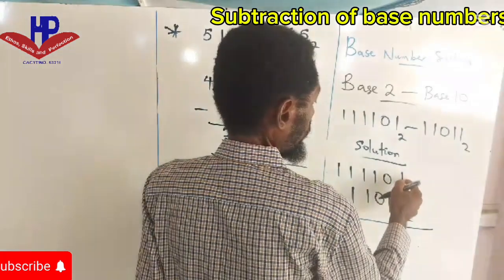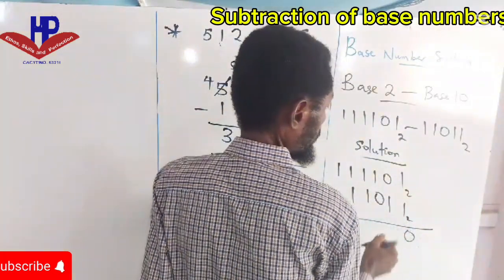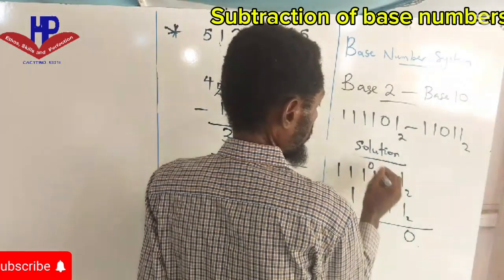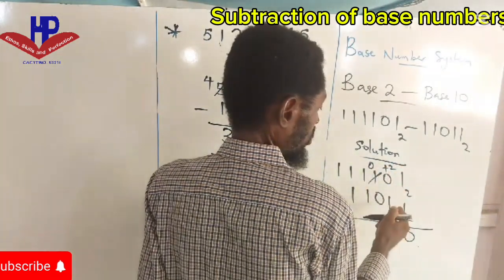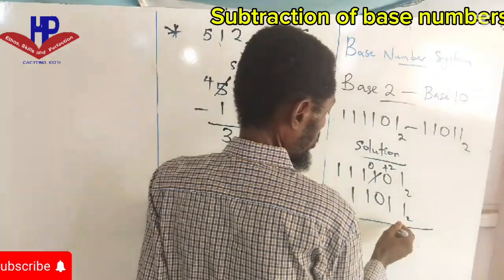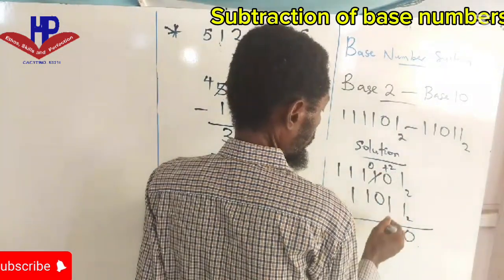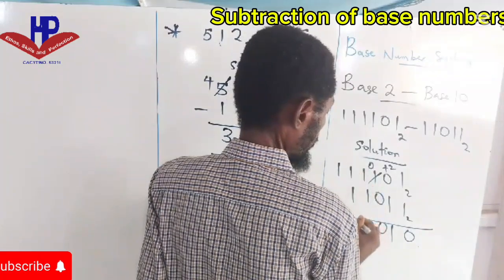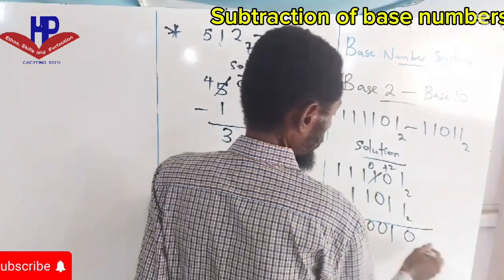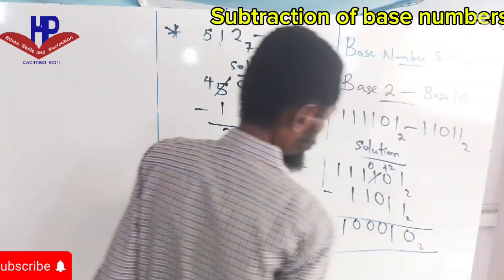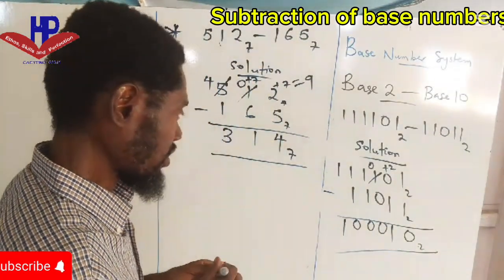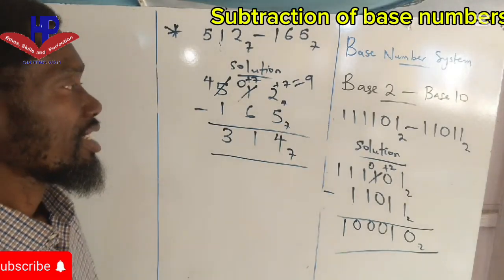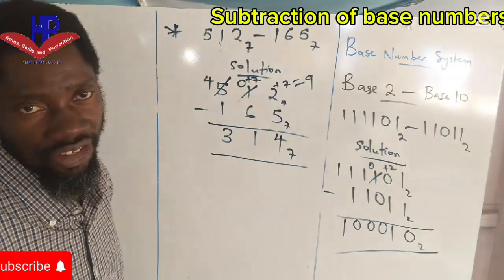So we have 0 take away 1, which is not possible. Borrow 1 from here, the level is 0, but the number you borrowed is 2 because the base is 2. So 2 take away 1 is 1. 1 take away 0 is 1. 0 take away 1 is not possible, so we borrow again. 1 take away 1 is 0. Bring down the 1. So here's our answer in base 2.